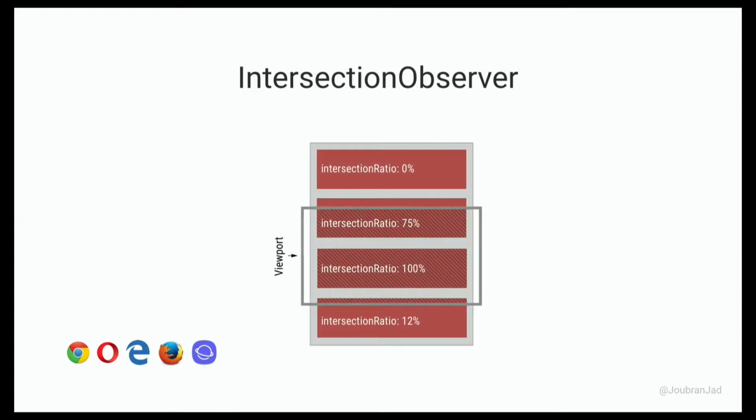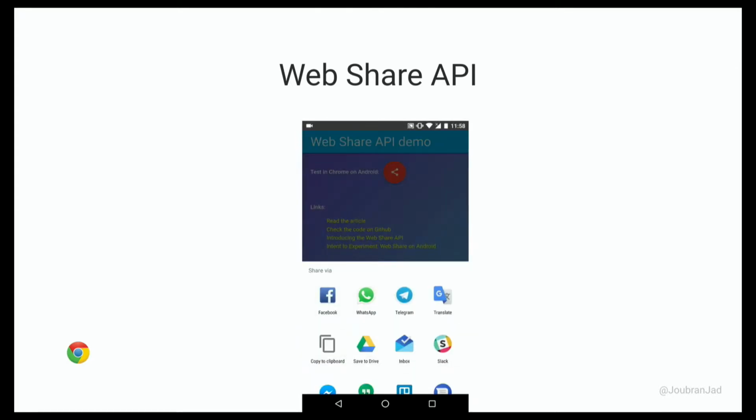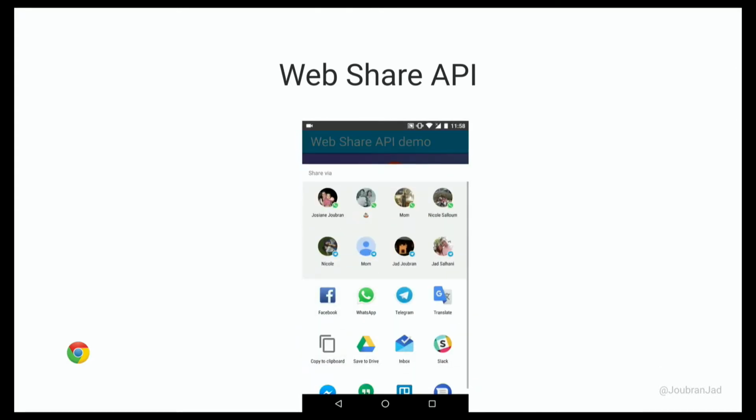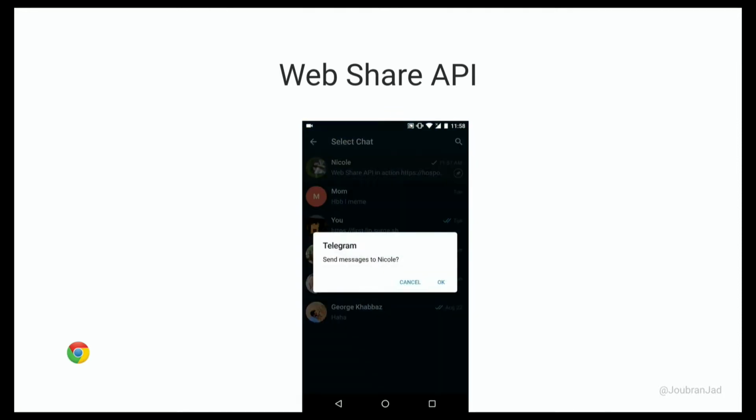Another one is the Intersection Observer, which makes it much easier to do infinite scrolling use cases. It's a low-level API that just tells you that this element is now available in the viewport or not available. And my favorite is the Web Share API that simply allows you to share content to other apps. But this one only works on Chrome for Android, so I hope to see it somewhere else as well.